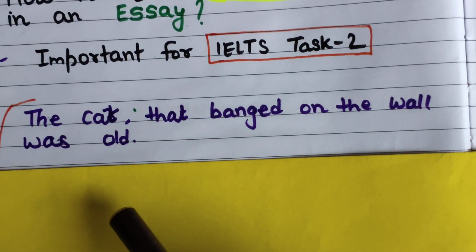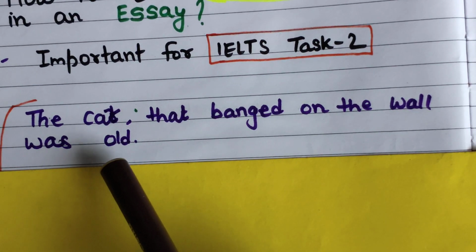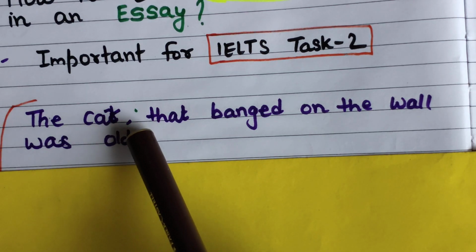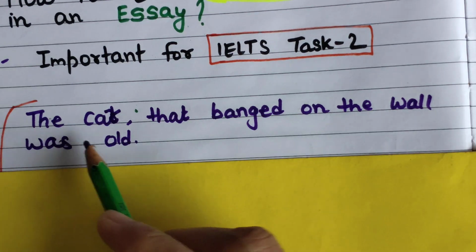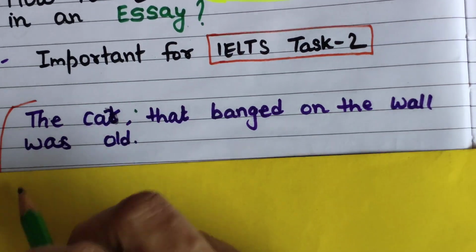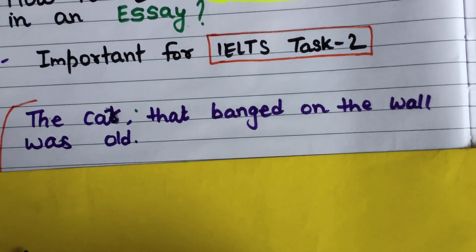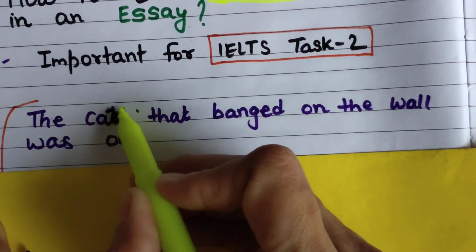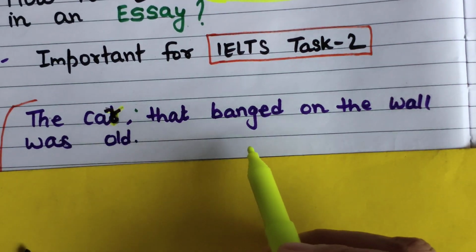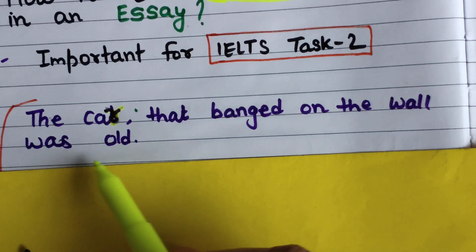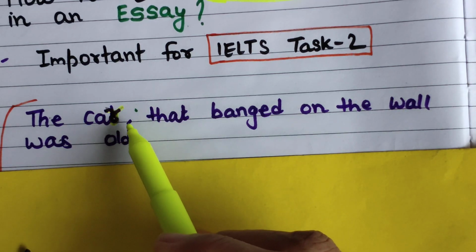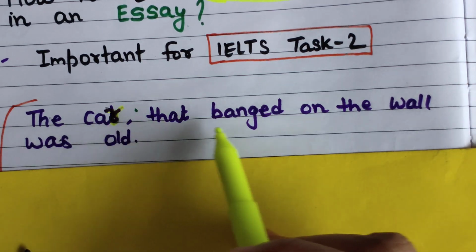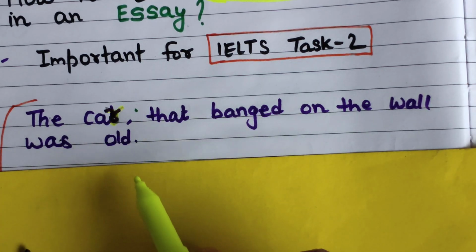So this is the first sentence. You have to tell whether this usage of comma in this sentence is correct or not. The sentence is: The car, comma, that banged on the wall was old. So I am asking you whether this usage of comma in this sentence is right or wrong. I'm so sorry, there was a mistake while writing it.